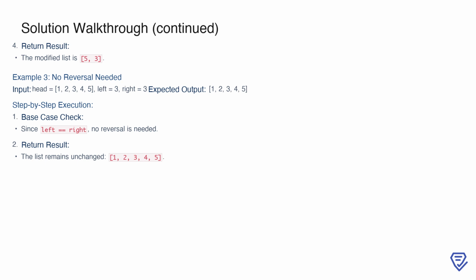Finally, let's consider an example where no reversal is required. Here, the input list is 1, 2, 3, 4, 5, and left and right are both 3. In this case, the base condition left equals right is true, indicating that the sublist to be reversed contains only one node. Since there's no need for any changes, we simply return the original list as is. The output in this case remains 1, 2, 3, 4, 5. This highlights how the algorithm handles cases where no action is needed, optimizing performance by avoiding unnecessary operations.